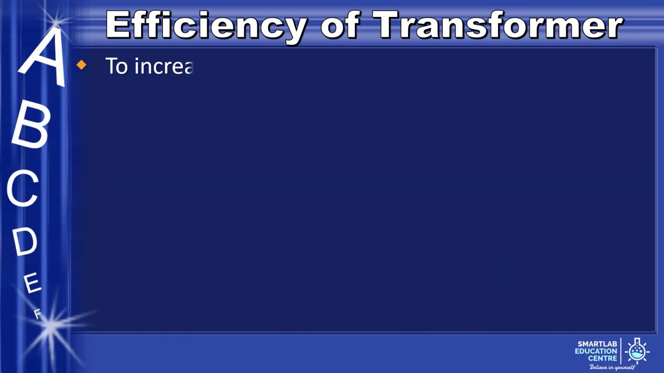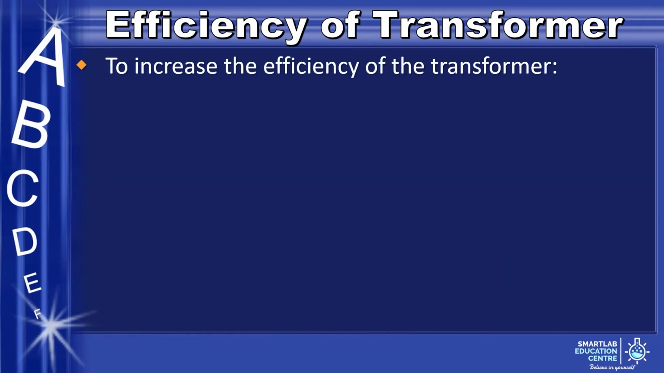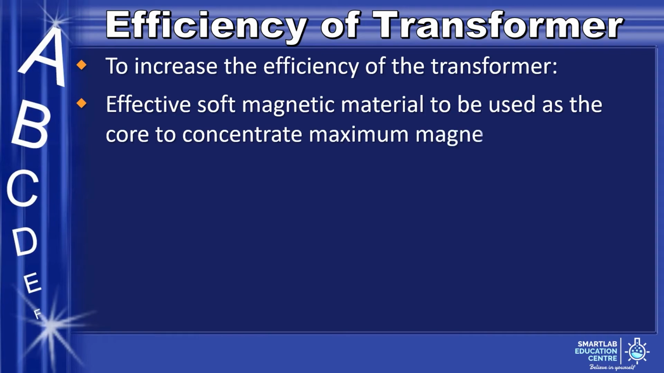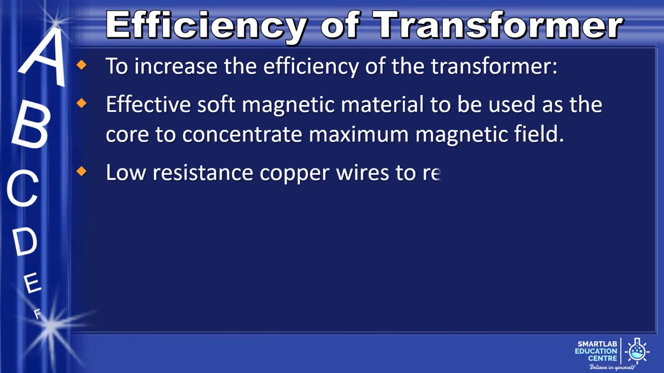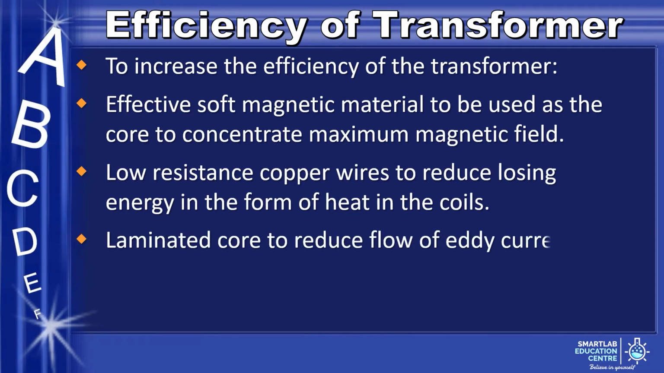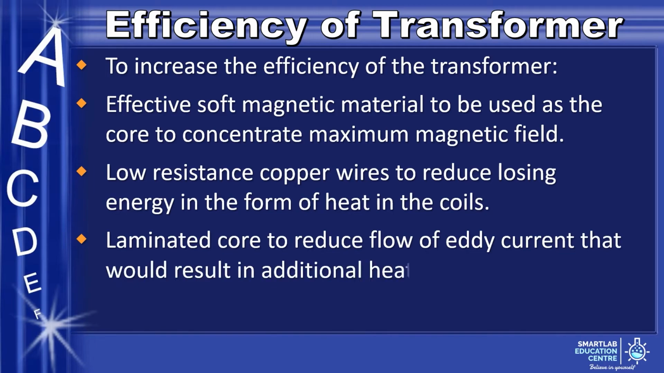There are 3 ways to improve the efficiency of the transformer. Firstly, an effective soft magnetic material can be used as the core to concentrate the maximum magnetic field produced at the primary coil. Next, we can use low-resistance copper wires, which reduce losing energy in the form of heat in the coils. Lastly, we use a laminated core to reduce the flow of eddy currents that cause additional heat loss in the transformer.